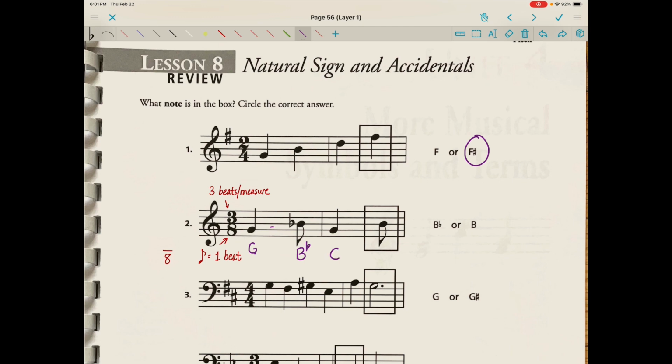Then we have another G, and now we have another B, but because of the measure line, the flat has been canceled. We're back to the key signature, which has no sharps or flats, so this is just a plain old B, so we're going to circle this one.